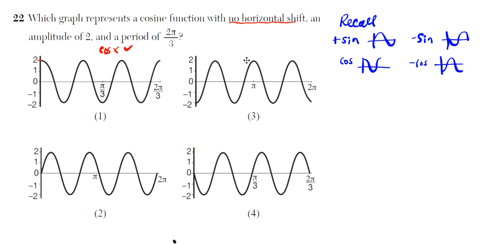This one is a negative cosine function, which is good. And then this one right here is a positive sine function, which we should eliminate. And this right here is a negative sine function because it starts from the center and goes down, so it's negative sine. This starts from the center and goes up, so it's positive sine. So these two can be eliminated. Alright, remember the question asks for which represents a cosine function.